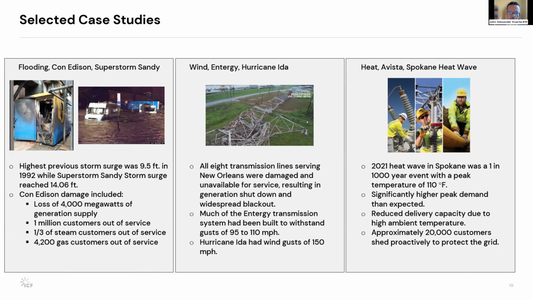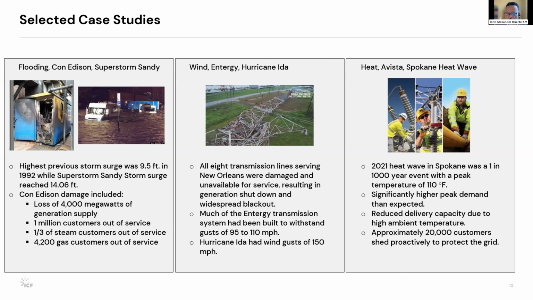For wind, Hurricane Ida impacted Entergy's transmission system. The transmission lines had been built to withstand 95 to 110 miles an hour, but Hurricane Ida had gusts well in excess of that and took down transmission and resulted in interruptions for weeks.